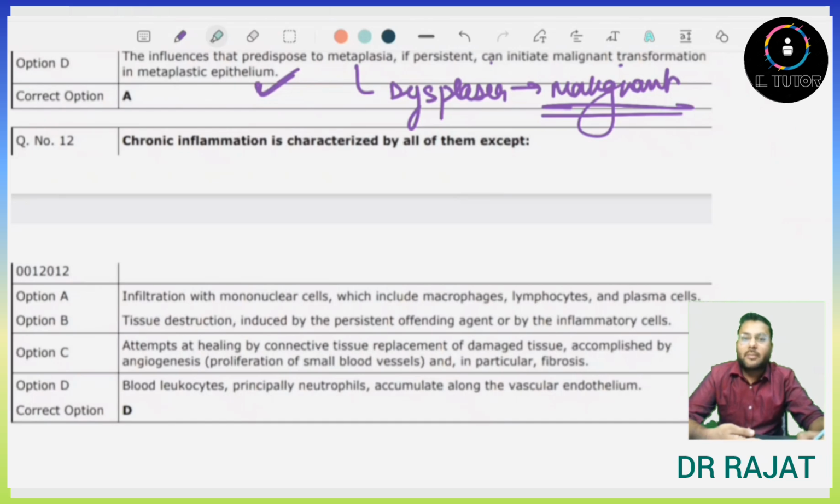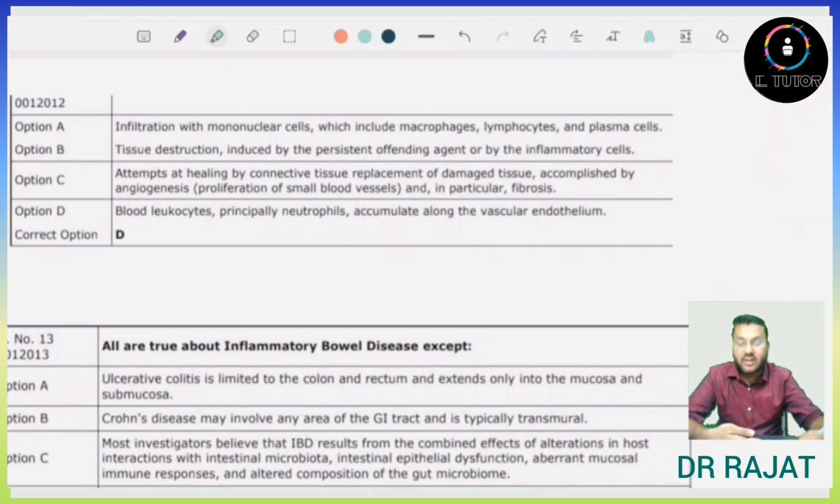Next question is chronic inflammation is characterized by all of them except. So first option is infiltration of mononuclear cells which include macrophage, lymphocyte and plasma cell. This is true. Macrophage, lymphocyte and plasma cells are present. Tissue destruction induced by the persistent offending agent or by the inflammatory cell. This is also true because they are asking about the chronic inflammation. Attempts at healing by connective tissue replacement of damaged tissue accomplished by angiogenesis and in particular fibrosis. This is also true that for the healing angiogenesis will be there or the fibrosis can also occur.